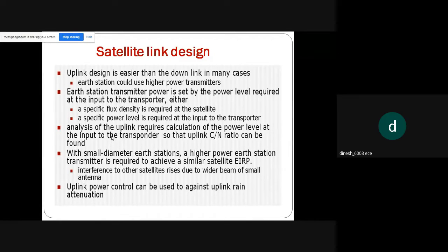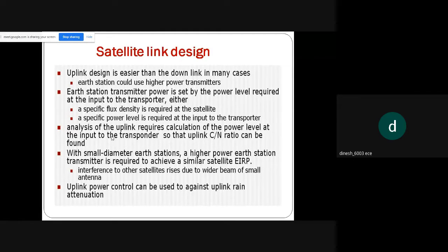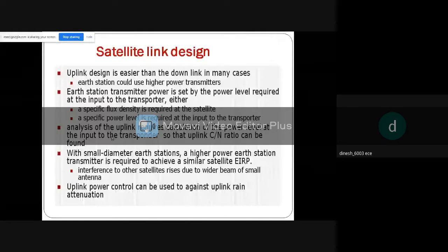Next we'll see an important consideration for satellite link design. Always when we design a satellite link, the uplink design is easier than the downlink in many cases. Why? Because at the Earth station we can give high boosting powers.